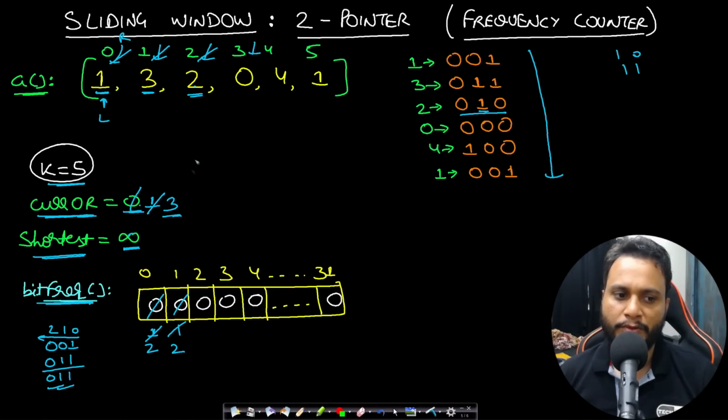This is 0. 0 ORed with 3 will still remain to be 3. So no change is happening. Now 0 is included. Now you do not have any set bit in 0. So no update in bit frequency counter.